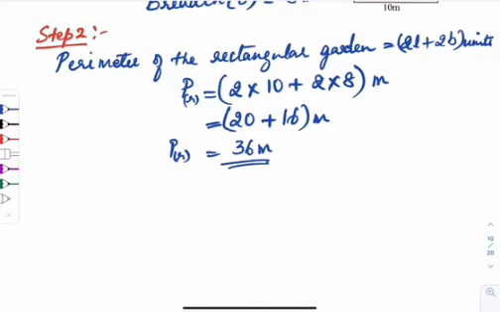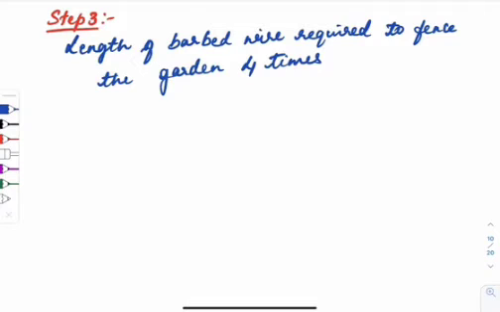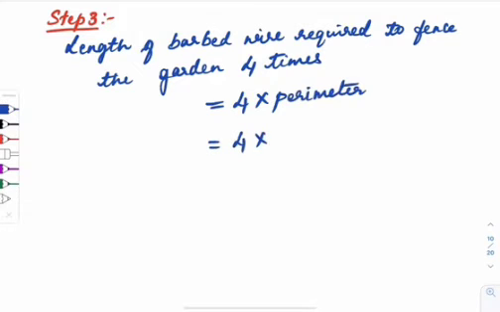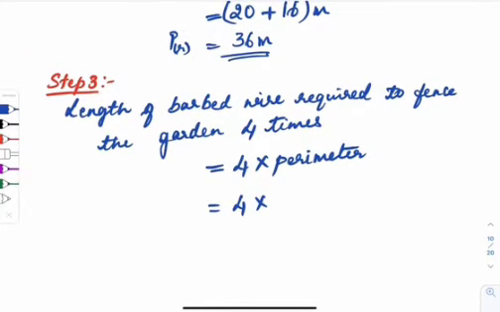Now for step 3, so what is the length that is required? So 4 into perimeter is what we need to find out. 4 into perimeter is what we have got, that is 36 meters. Therefore, the answer is 144 meters. So the length of barbed wire required to fence the garden 4 times is equal to 144 meters. I hope all of you have got it, children.